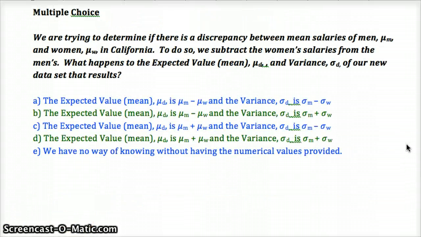Okay, so we're trying here in the multiple choice. So pause right now, look over the outlines in the book, or the summaries in the book for 6.1 and 6.2. So here in this multiple choice, we're trying to determine if there's a discrepancy between the mean salaries of men and women in California. So to do so, we subtract the women's salaries from the men's. What happens to the expected value of the difference and the variance of the difference of our new data set results? So here are the different options. Please predict based on what you saw in this video and what you see in the outline what you'd expect the expected value, or the mean, to do, remember we're subtracting men's salaries minus women's salaries, and what the variance would do.